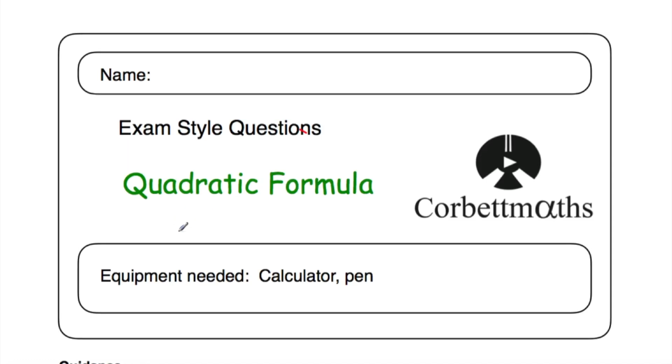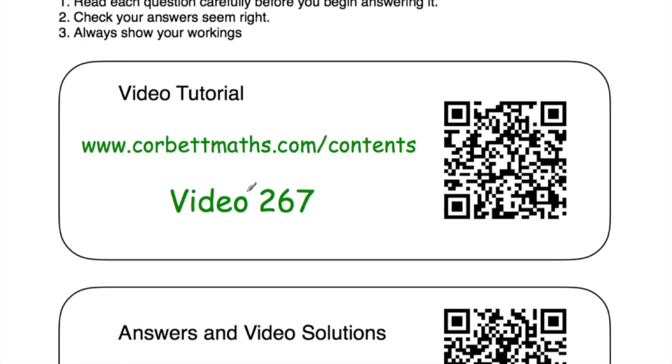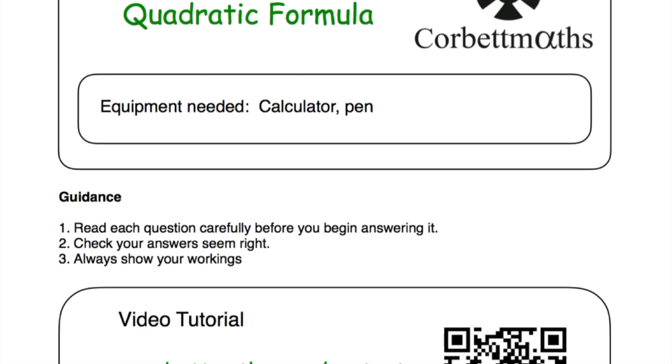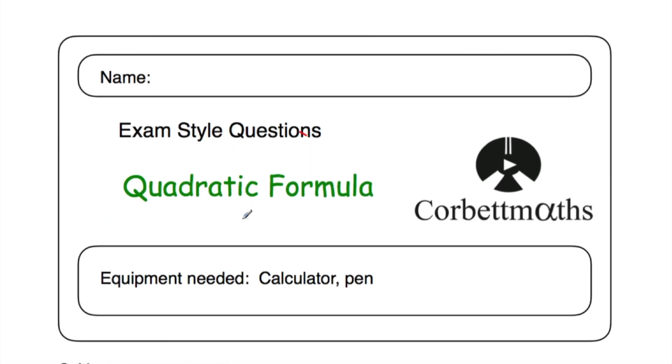So these have been the video solutions to the quadratic formula practice questions. I really hope you find this video useful. If you need any extra help on the quadratic formula, if you go to video number 267 on Corbettmaths, there's a dedicated video tutorial there on the quadratic formula. Alternatively, you could scan this QR code. But in this video, we're focused on the video solutions to the quadratic formula.